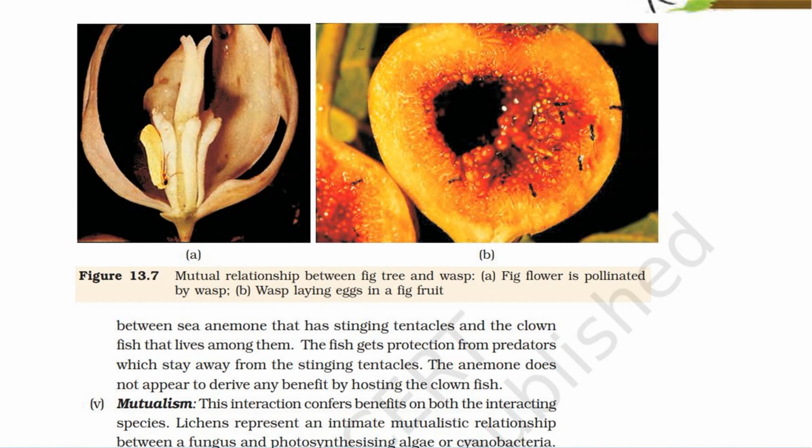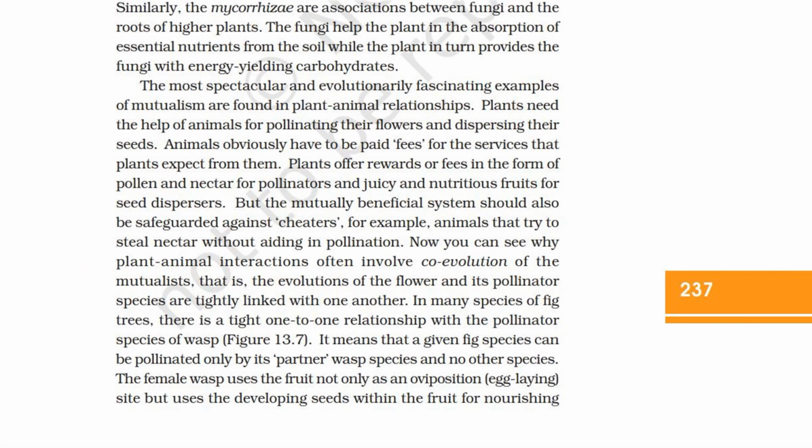5. Mutualism. This interaction confers benefits on both the interacting species. Lichens represent an intimate mutualistic relationship between a fungus and photosynthesizing algae or cyanobacteria. Similarly, the mycorrhizae are associations between fungi and the roots of higher plants. The fungi help the plant in the absorption of essential nutrients from the soil while the plant in turn provides the fungi with energy-yielding carbohydrates.